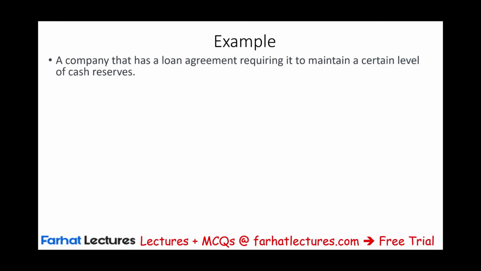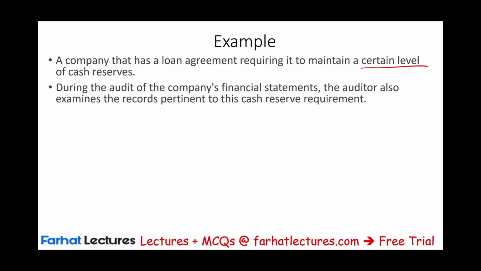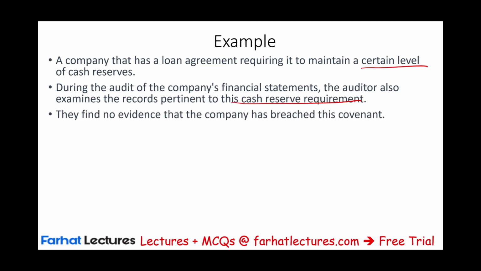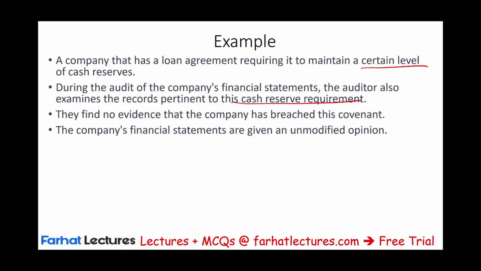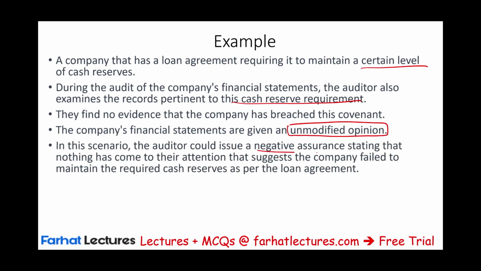For example, a company could have a loan agreement requiring the company to maintain a certain level of cash reserve. Now, during the audit, obviously, you are going to be auditing their cash. So during the financial statements audit, the auditor also examines the records pertinent to this cash reserve requirement. Let's assume they found no evidence that the company breached this covenant. It means they are paying on time, they have enough in reserve as per the debt covenant. The company's financial statements were given an unmodified, clean opinion. Well, in this scenario, the auditor could issue a negative assurance.